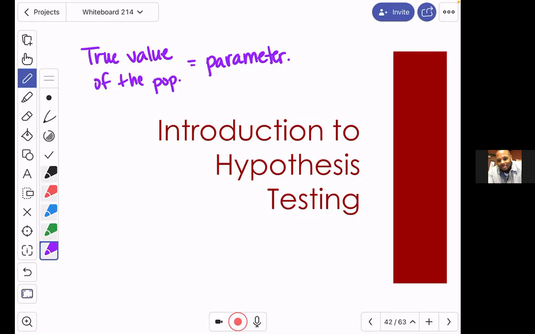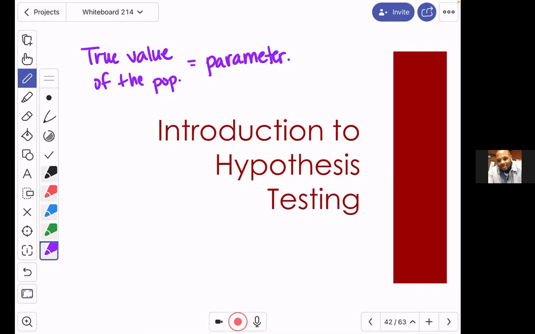And if the claim that's being made is true, then whatever sample I take, the value that I get from my sample, and we're going to talk about the mean, should be pretty close to the mean of the population.